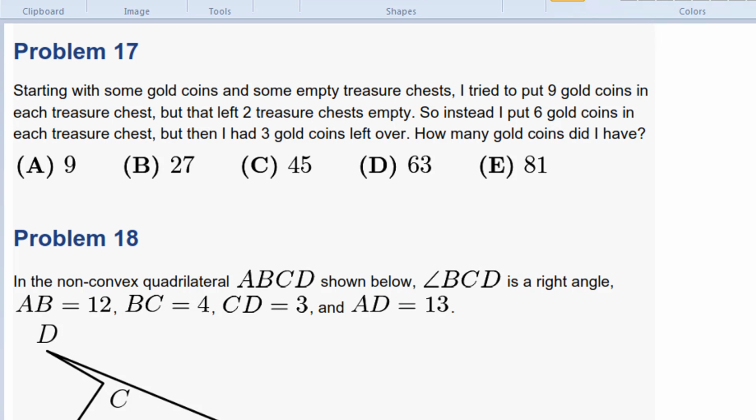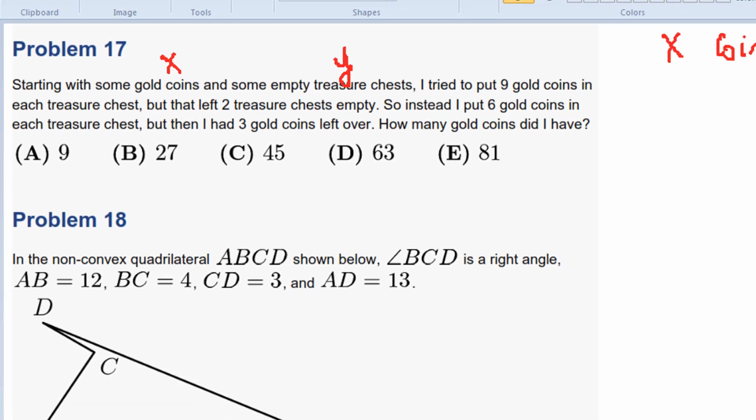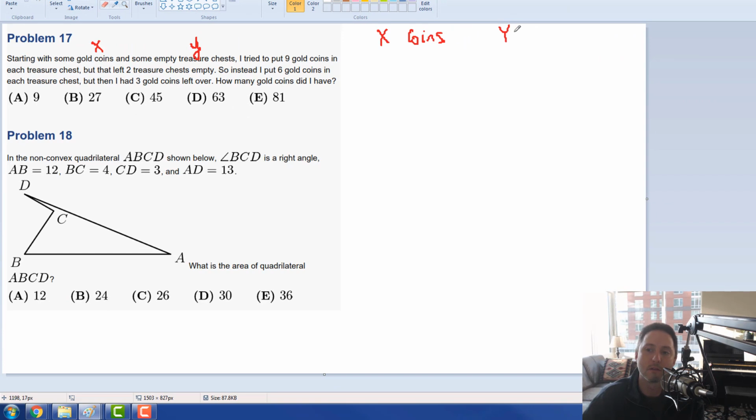All right, so first thing you want to understand is that there's 2 unknowns. Okay, some gold coins, let's call this one X. We have X gold coins, and we have Y treasure chests. Okay, so we have X coins and Y chests. Okay, let's see. We'll make them X and Y's.